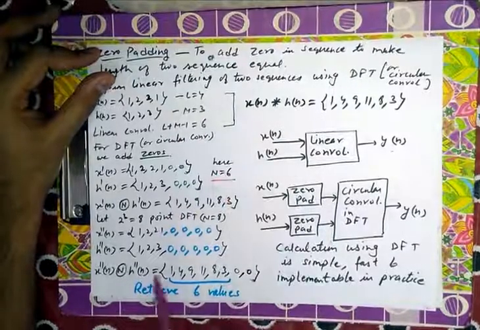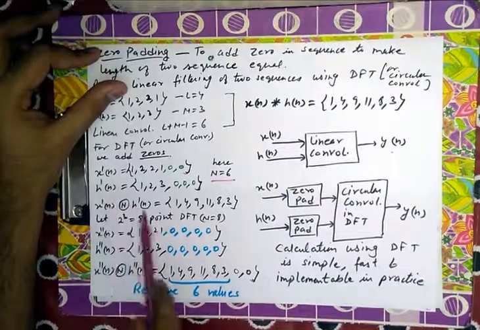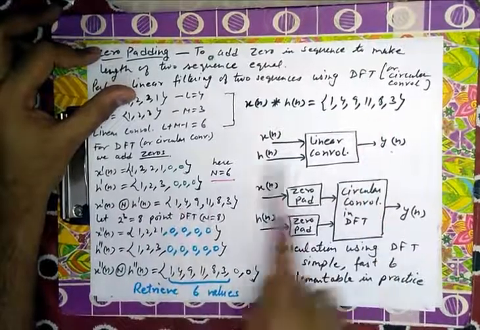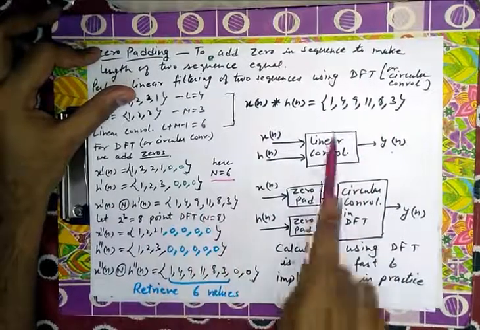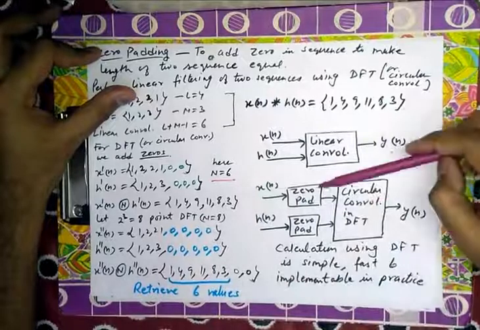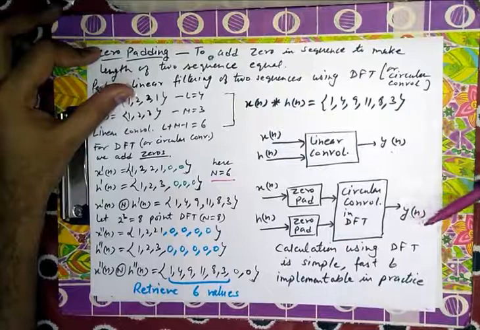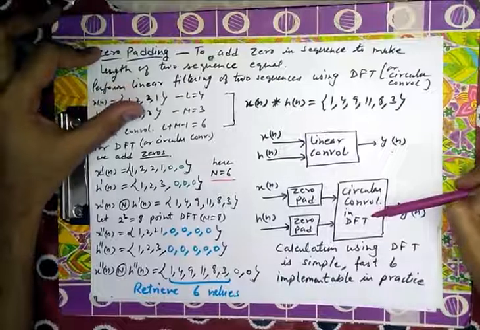So we will add 3 and 2 zeros and then do the circular convolution as the method, and we will have the same result. We have the same 1 4 9 11 8 3. So the same result can be achieved by zero padding and then doing the circular convolution method, which is much easier to implement and faster also.